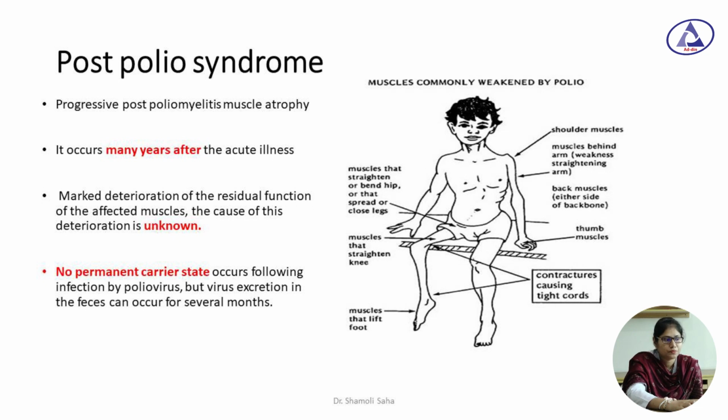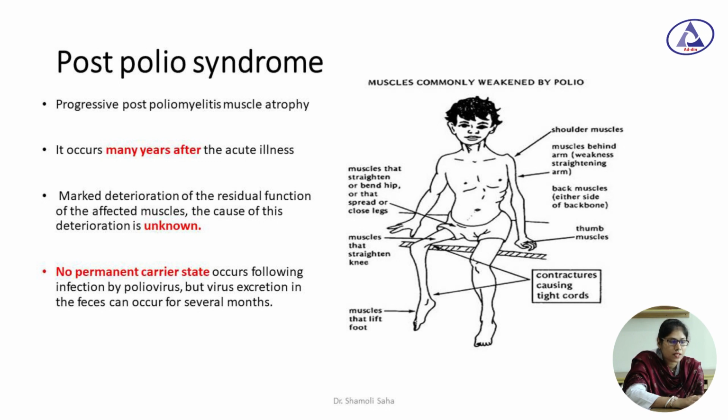Post-polio syndrome. What is this? It is a progressive post-poliomyelitis muscle atrophy. It occurs many years after the acute illness. There is marked deterioration of the residual function of the affected muscle. The cause of this deterioration is totally unknown. No permanent carrier state occurs following infection by poliovirus, but virus excretion in the feces can occur for several months. This is the picture of a post-polio syndrome patient.